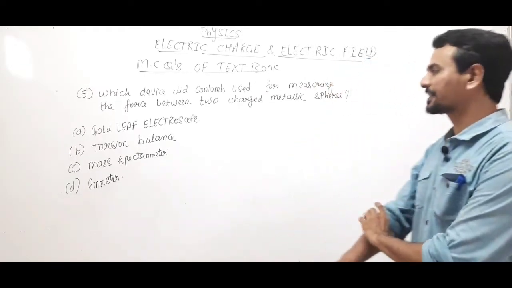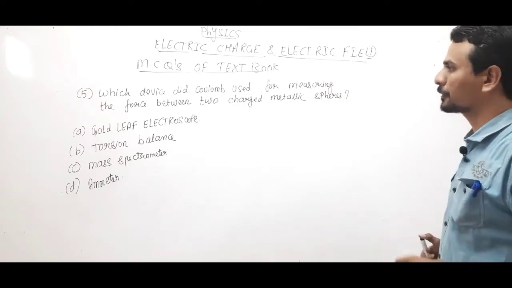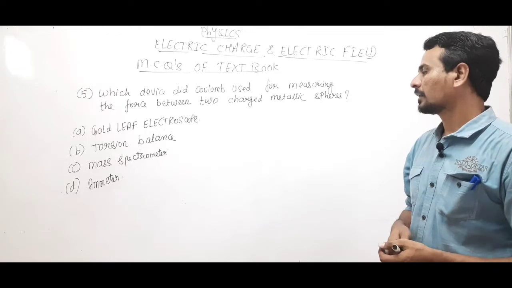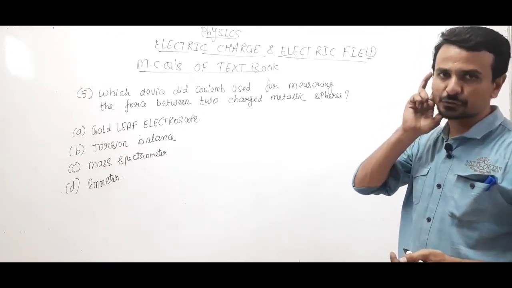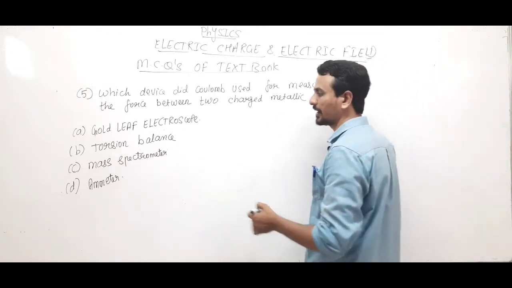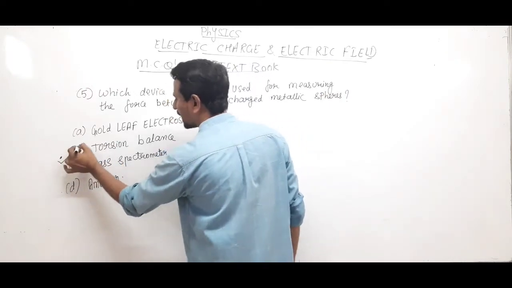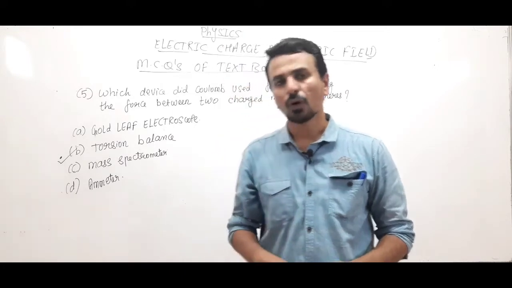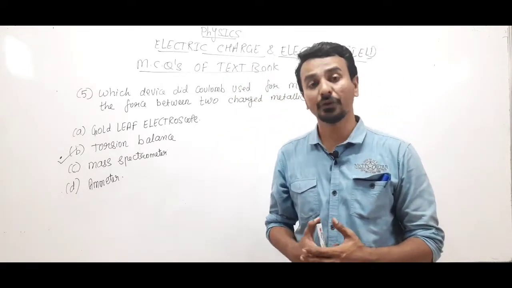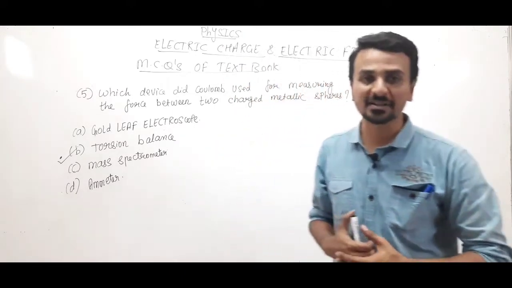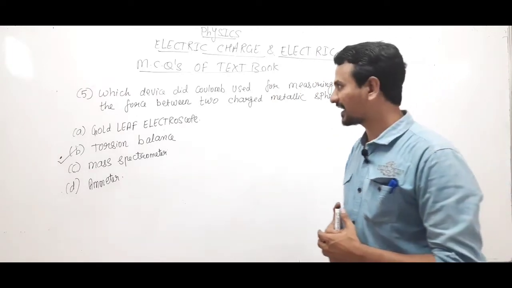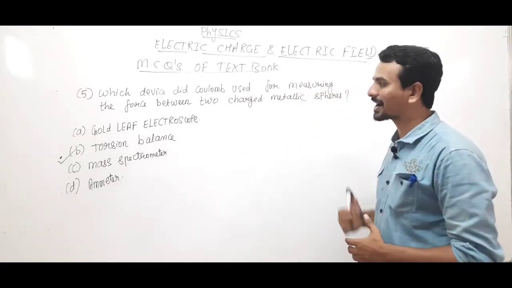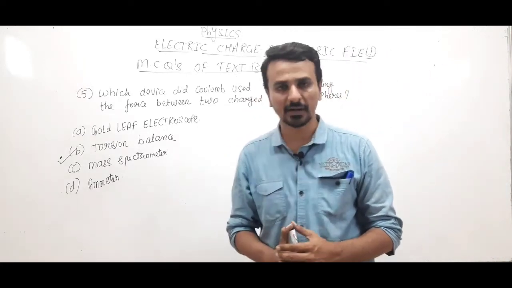Fifth one, which device did Coulomb use for measuring the force between two charged metallic spheres? Okay, gold leaf electroscope? No, it is to detect the presence of electric charge. It is torsion balance. It's a very sensitive device which is used to measure the force between two objects. Cavendish also used this instrument to measure the gravitational force later on, but presently Coulomb used the torsion balance to measure the force between two charged metallic spheres. Clear? Done? Next one.